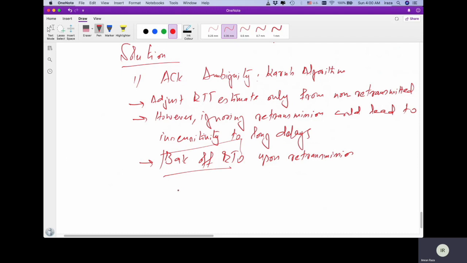How will we back off the retransmission timeout? It's very simple. Whenever there is a retransmission, the new value of the retransmission timeout is always equal to 2 times the previous value of the retransmission timeout. And this is only the case when we are having retransmissions. Okay, so that caters to retransmission.